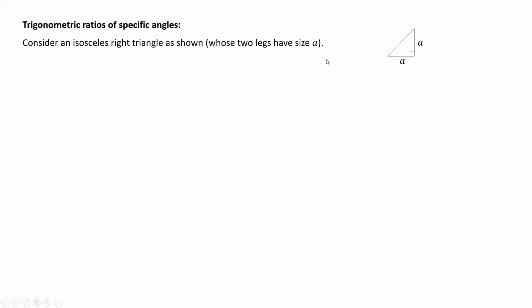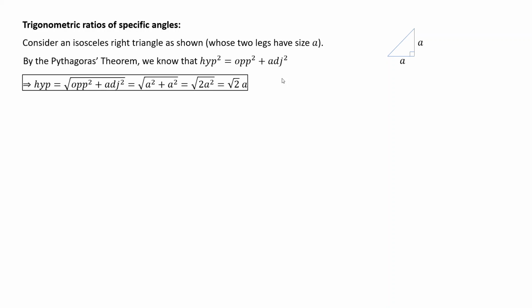Will Mr. Pythagoras come and help us with finding the hypotenuse? Yeah, he's a good guy. He's on our side. He'll tell us exactly what it is going to be. So the hypotenuse is square root of opposite square plus adjacent square, square root of a square plus a square, which is square root of 2a square. And that's equal to square root of 2 times a.